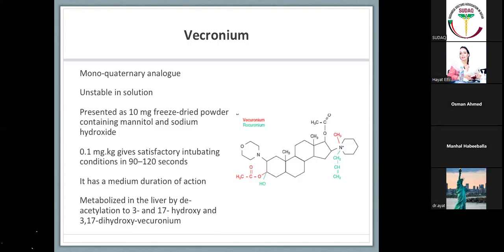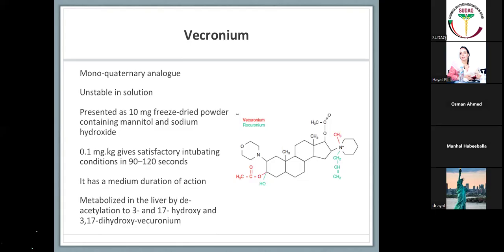Vecuronium generally is famous as the clean drug because it doesn't have cardiovascular effects. It also doesn't precipitate the release of histamine. Compared to pancuronium, it is more lipid soluble. However, there is a report of critical illness myopathy associated with vecuronium.